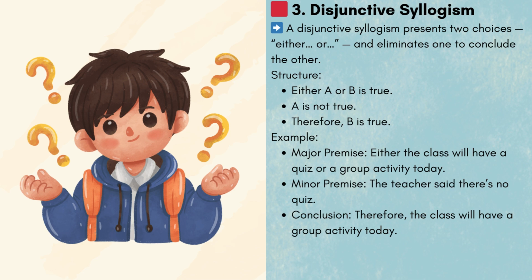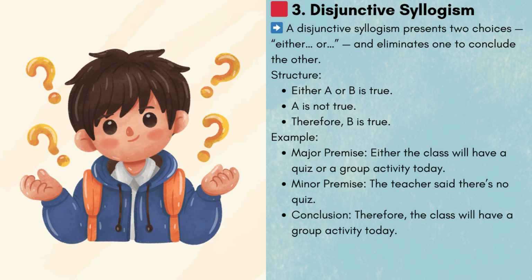For example, for the major premise: either the class will have a quiz or a group activity today. For the minor premise: the teacher said there's no quiz. For the conclusion: therefore, the class will have a group activity today. So for the explanation about disjunctive syllogism, this syllogism shows that when there are only two possible situations and one is proven false, the other must be true. Since the class will not have a quiz, the only remaining option is the group activity.